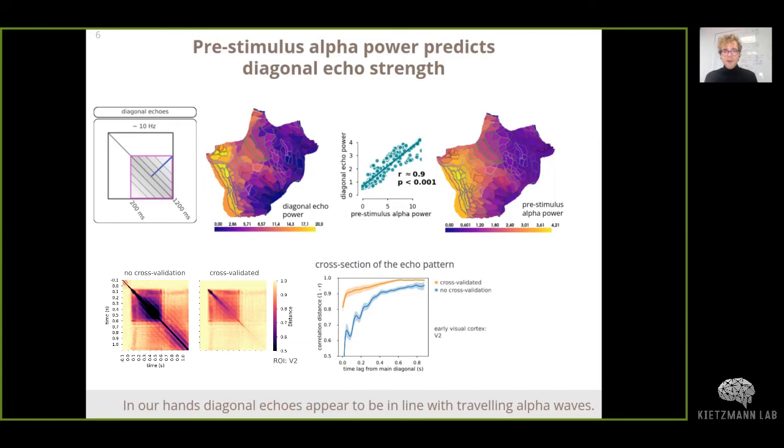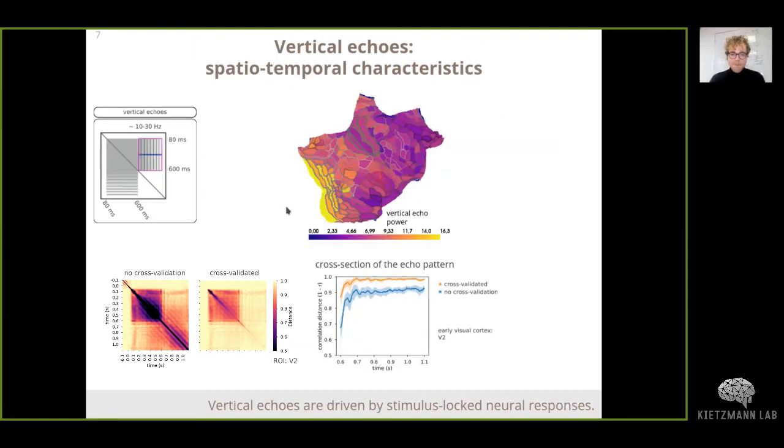So let's have a look at the vertical echoes. If we now look at the topography of the vertical echoes, we can see that they are also strongest in early visual cortex regions. And in addition to that, they exhibit a smooth gradient of decreasing echo intensity into other regions of the cortex, as for example, more frontal regions.